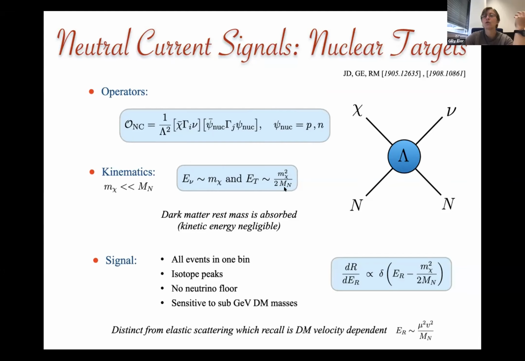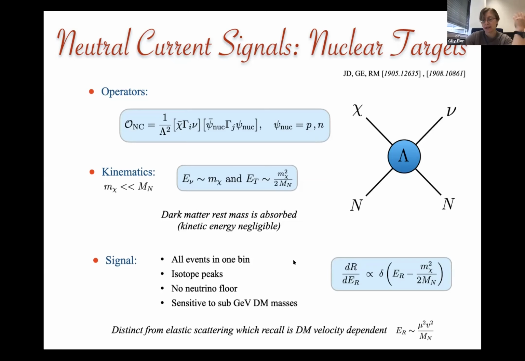So these are two now parallel signals you can search for: this emission of a high energy particle, and this recoil energy. In the case of the nuclear scattering, you're probably not going to look for this missing energy. You're really going to focus on measuring the recoil energy.